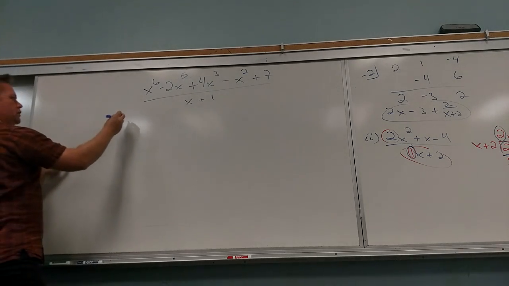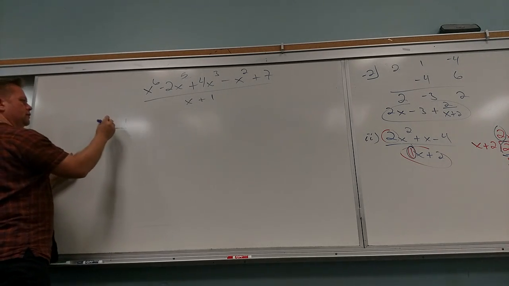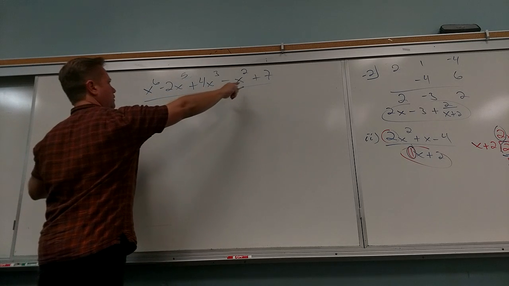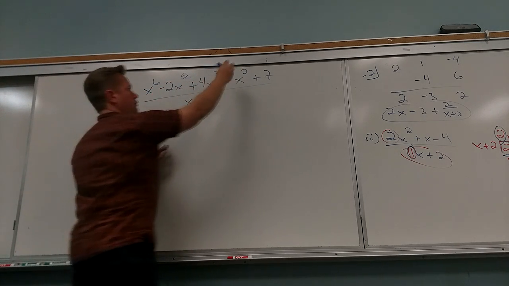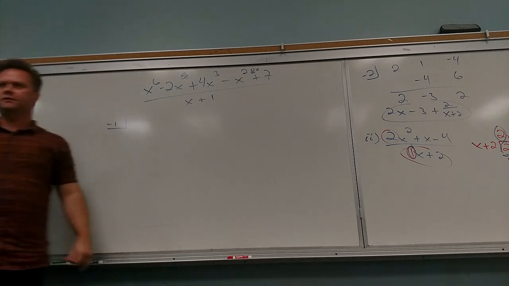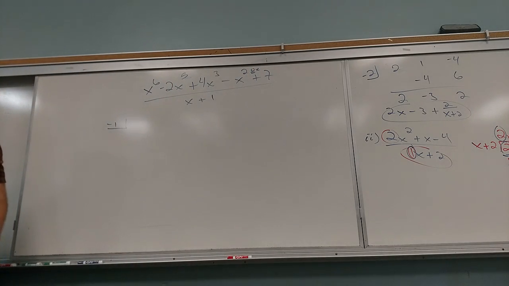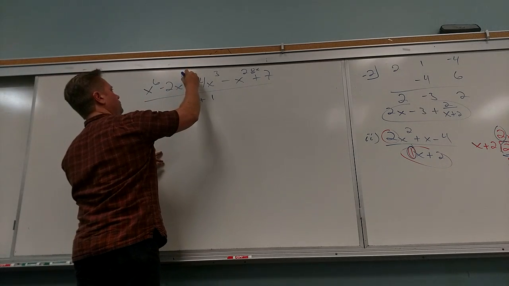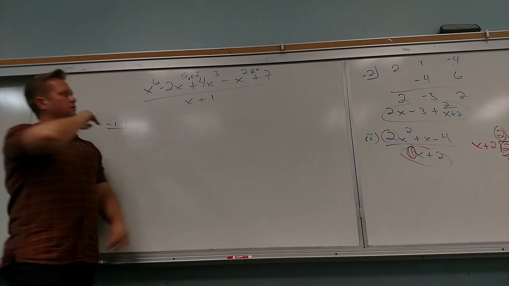So let's see. What's going to go in the little penalty box? -1. Am I missing anybody? Yeah. So I should put right here, just to remind myself, right? No x's. You guys see that? I need a placeholder. Yeah. x to the fourth power. So I need plus 0x to the 4th.